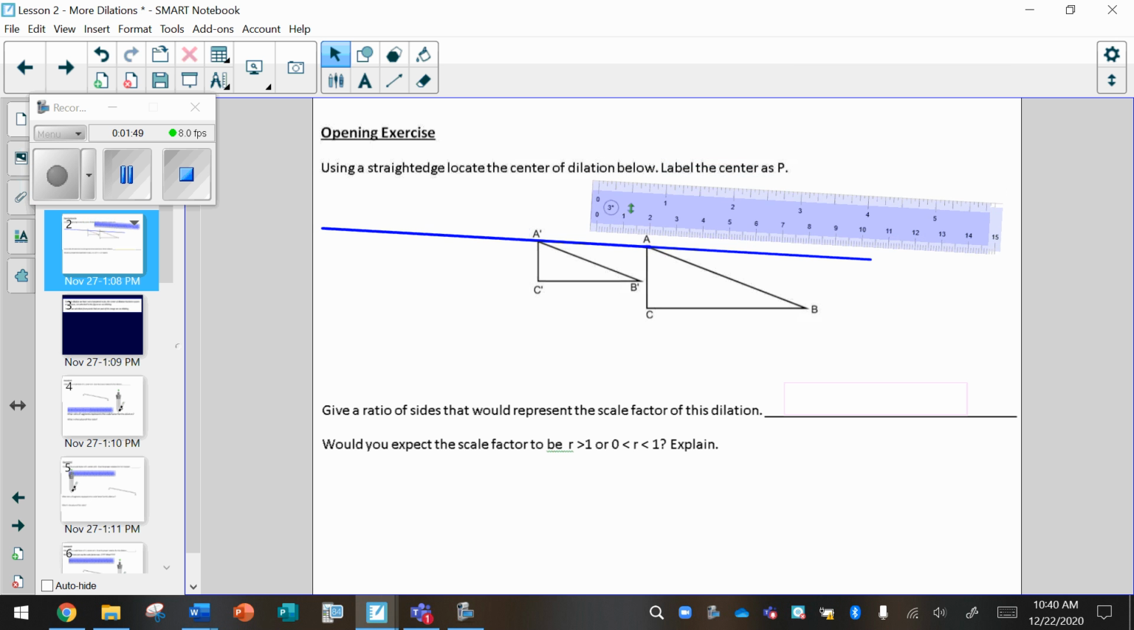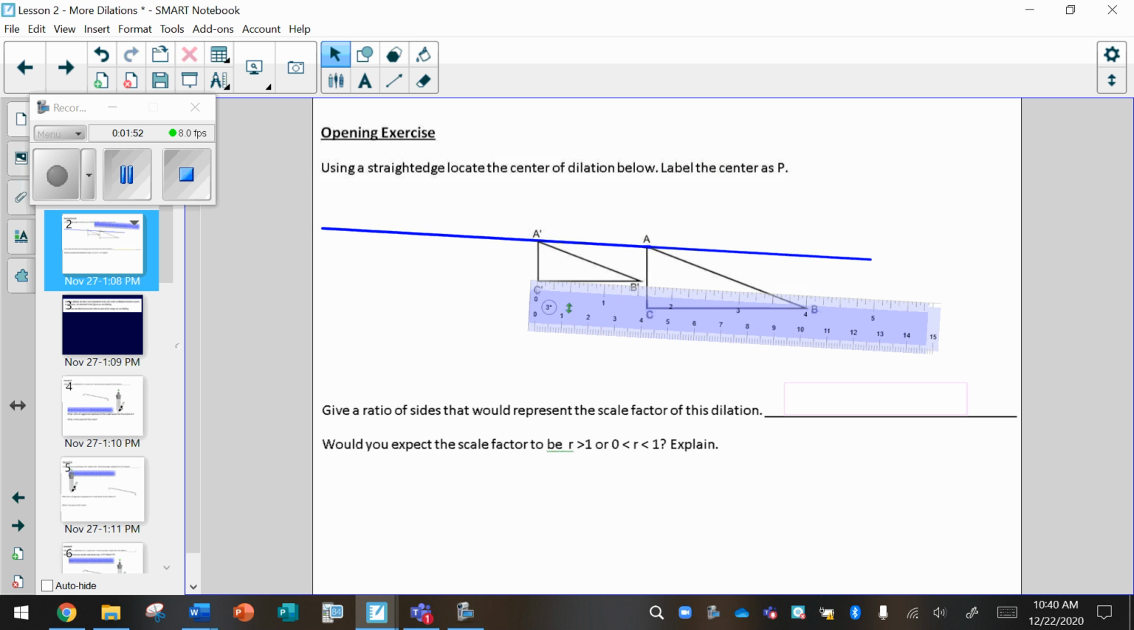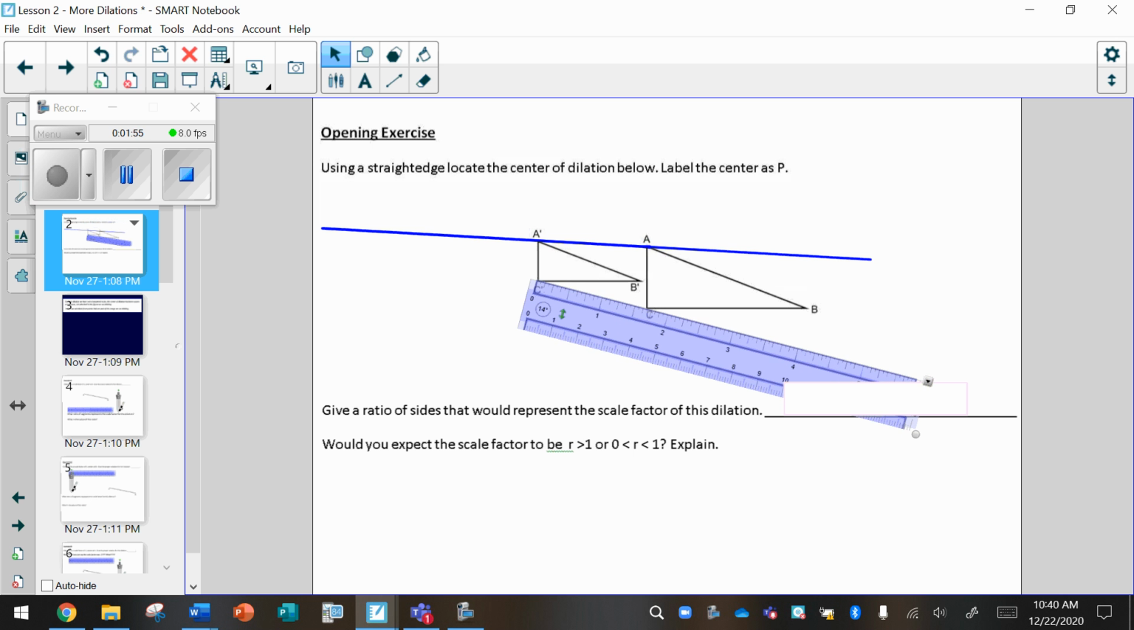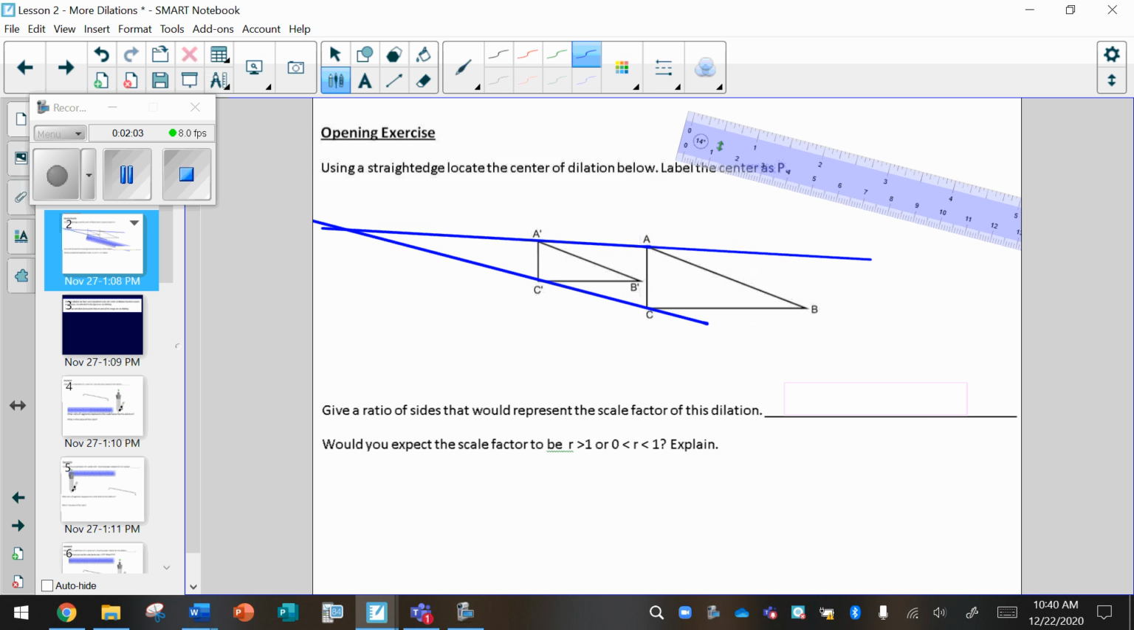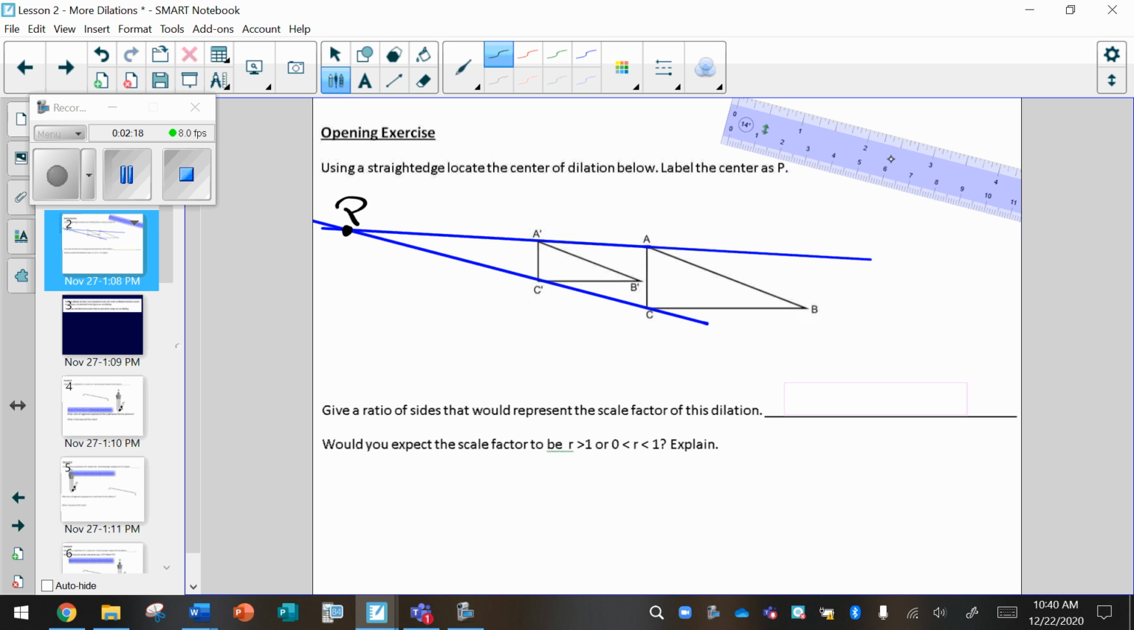So we know about our scale factor, well, we'll get to that in a second. That also means that the direction of our center of dilation is going to be off to the left. When I connect A to A prime and C to C prime, where our two lines intersect is our center of dilation, and we are supposed to label that point P. So there's our center of dilation. We do not need to do B and B prime because they will also go through point P. You only need 2 out of the 3 segments that connect image to pre-image, and where those segments connect to each other is your center of dilation.